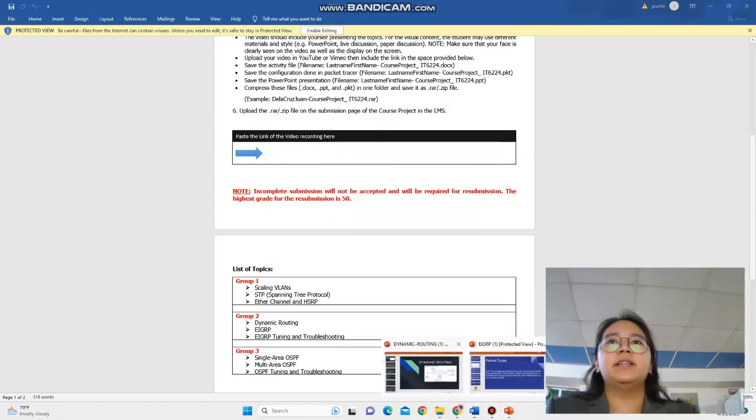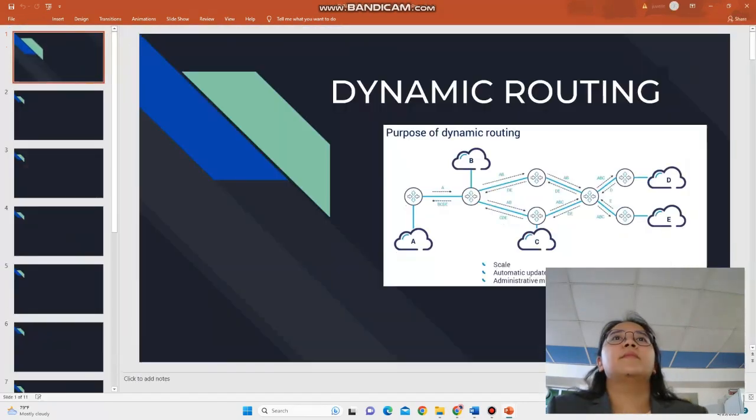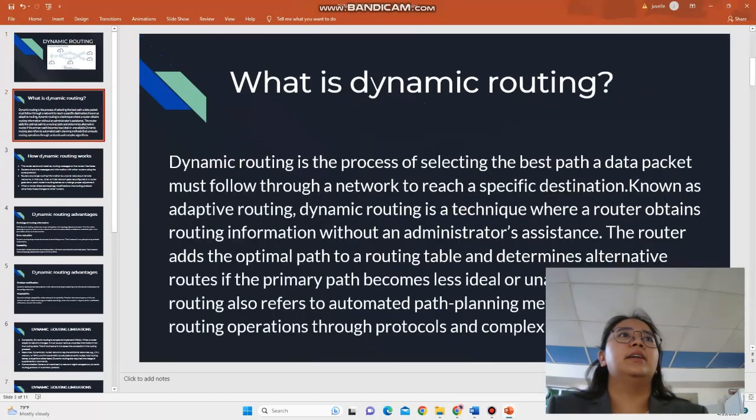So first is dynamic routing. This is the purpose of dynamic routing: scale, automatic updates, administrative mistake avoidance. Okay, so what is dynamic routing? Dynamic routing is a process of selecting the best path a data packet must follow through a network to reach a specific destination.